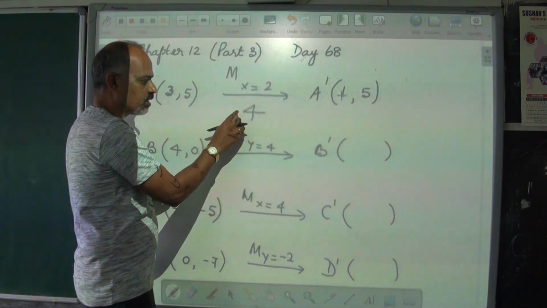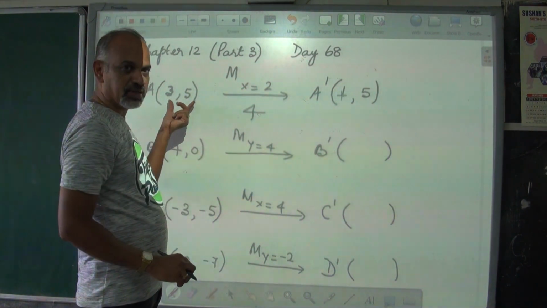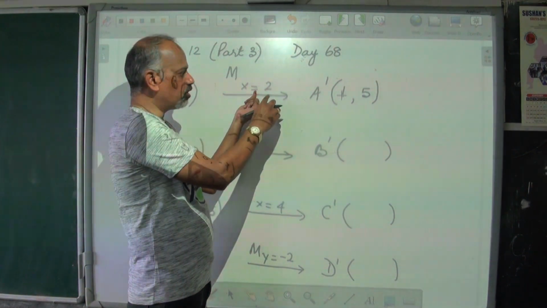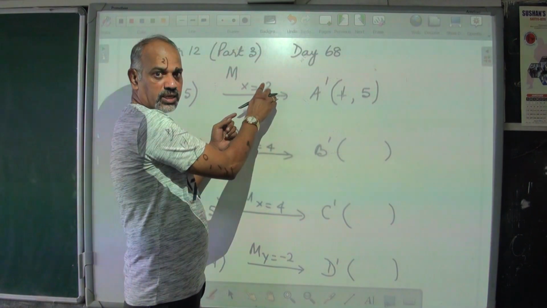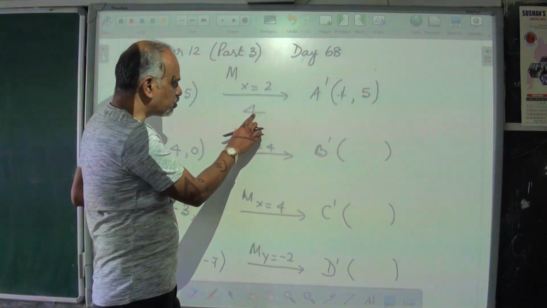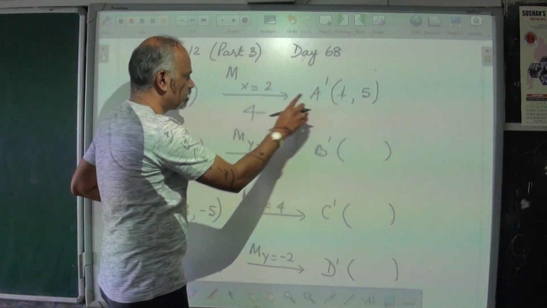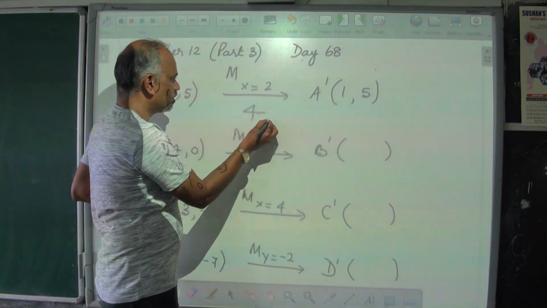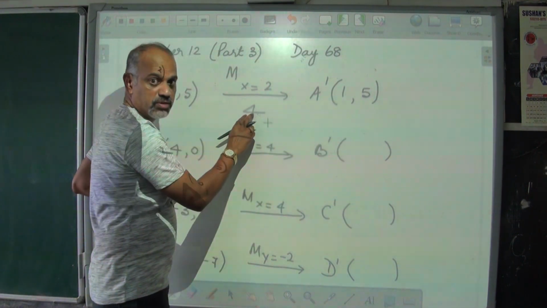Again, I'll repeat. A's coordinates are 3, 5. It is reflected in the line x is equal to 2. All that I did was double 2, which is 4. I have written that here. It's the double of 2. It's also the sum of both the x values. 3 added with some number should give you the 4. So 3 plus 1 gives you the 4.